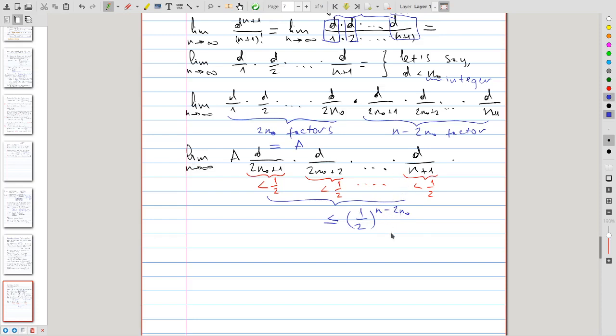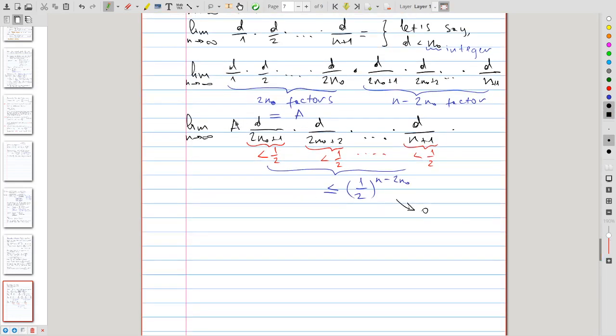And so evidently the value of the product of all of these terms being less than 1/2 to this power and at the same time positive will go to 0. And so we have a fixed finite number multiplied by something that goes to 0. Therefore, the entire limit is 0.